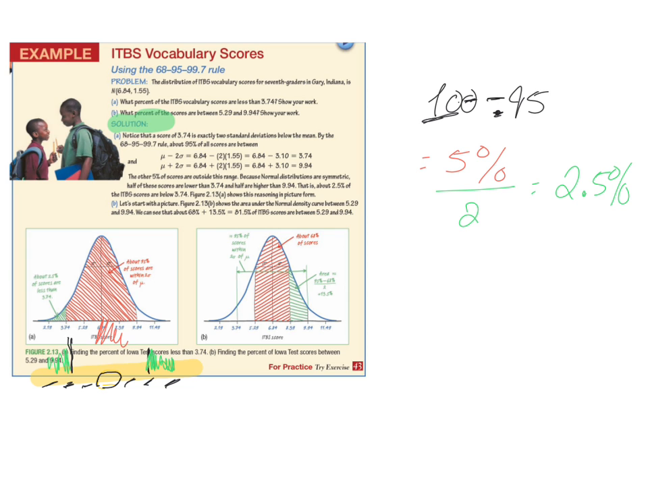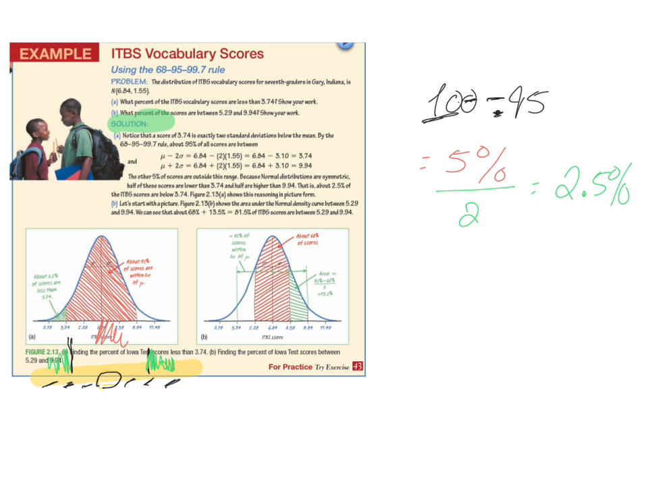Well, I used my standard deviation rule, and I said, okay, 2 standard deviations, that's 95% of the data. Subtract that from 100. That leaves me with 5% shared between 2 ends. Since it's shared between 2 ends, I can divide by 2 to find one of the ends. Okay?